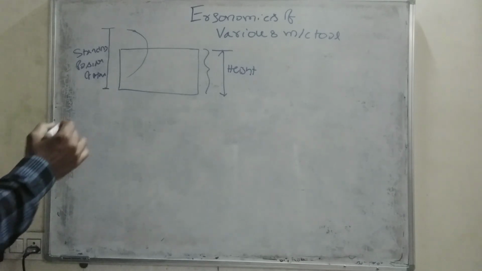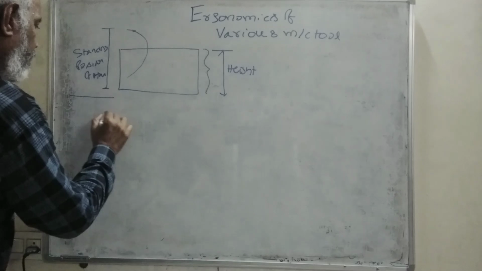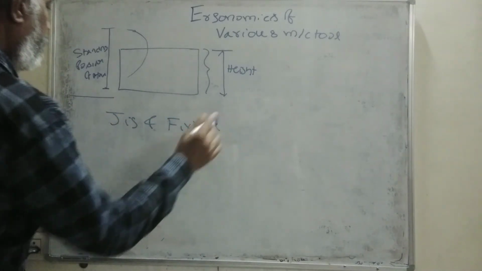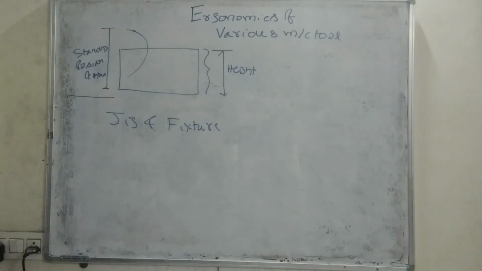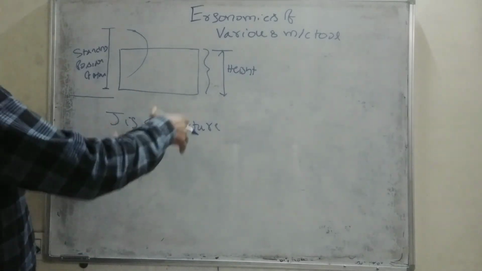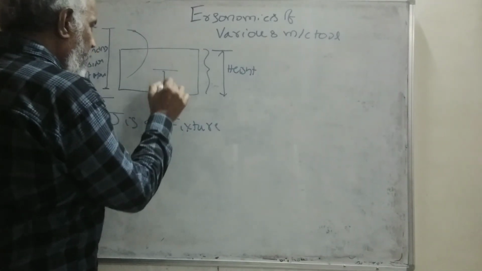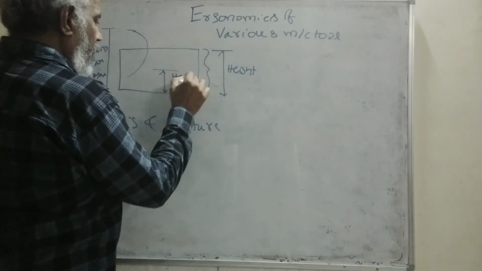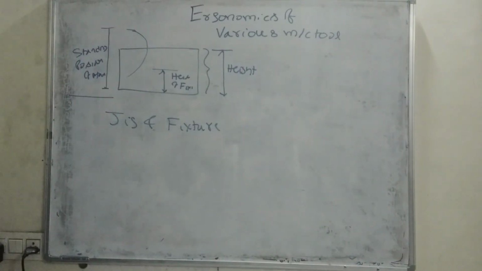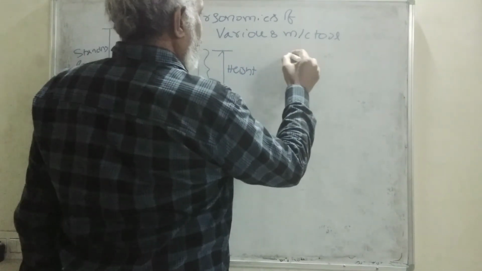Basically, this standing position of the human being is related to jig and fixture, because the human being is placing the workpiece by hand into the fixture. So you can decide the height of the fixture by human ergonomics. So, for example, a lathe machine is there.